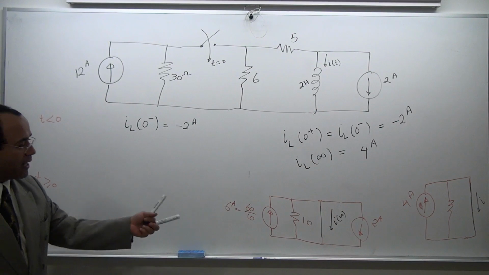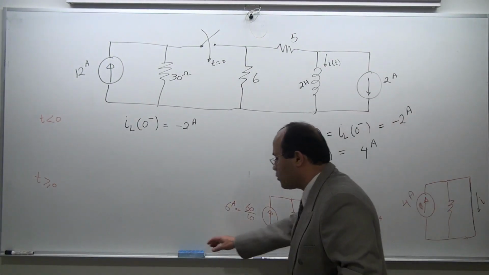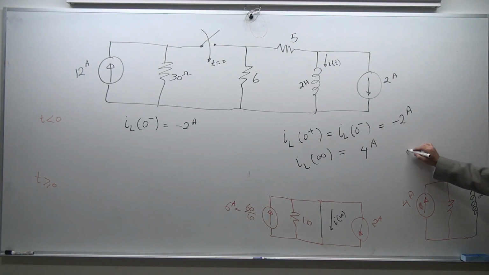You can also benefit from this reduction you did. Remember, you replaced the inductor with a short line. So this was originally an inductor. Originally, this was an inductor of the value of 2 Henry. I want to find tau L. Tau L is L divided by R.